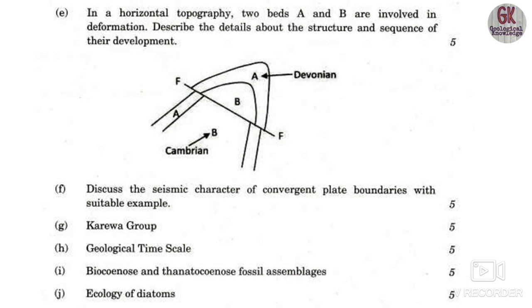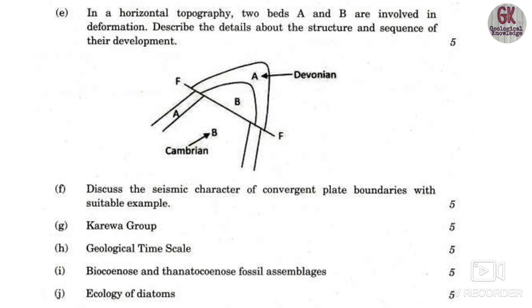Okay, the fault has been shown, and the two rock layers, two beds, have been shown. Bed A is of Devonian age, and bed B is of Cambrian age. So you have to describe the details about the structure and the sequence of their development. Okay, so that is again a matter of understanding. If you understand the processes, then it will be very easy.